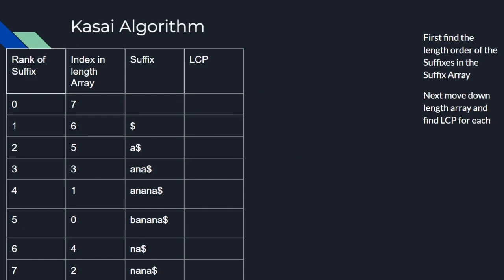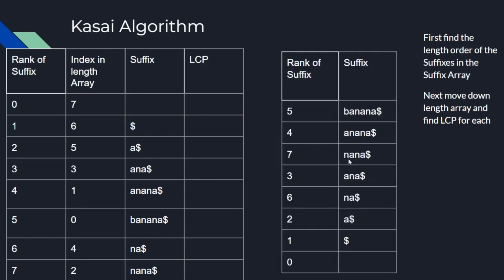The first step of this algorithm is to find the length order of the suffixes in the suffix array. This can be done by taking the length of the original string and subtracting the size of the suffix, which gives the index at which each of the suffixes would be in the length array. This would end up giving this array. And the next step is that we move down this array and find the LCP for each one.